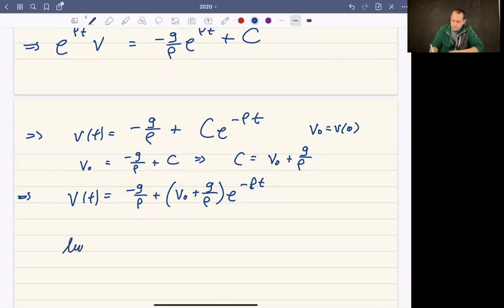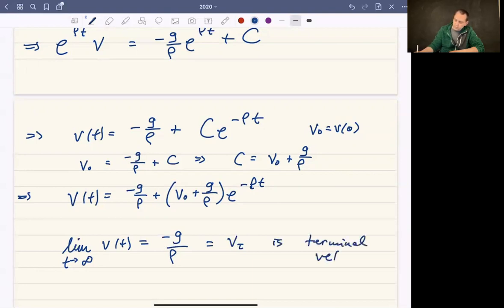So if we take the limit as t goes to infinity of your velocity v, you're going to end up with minus g over rho. And so this is what's called your terminal velocity. So this is the terminal velocity. So no matter how much time passes, your velocity is not going to end up going past that value, or rather, I should say, it's going to asymptote at that value. Okay, so that is terminal velocity.